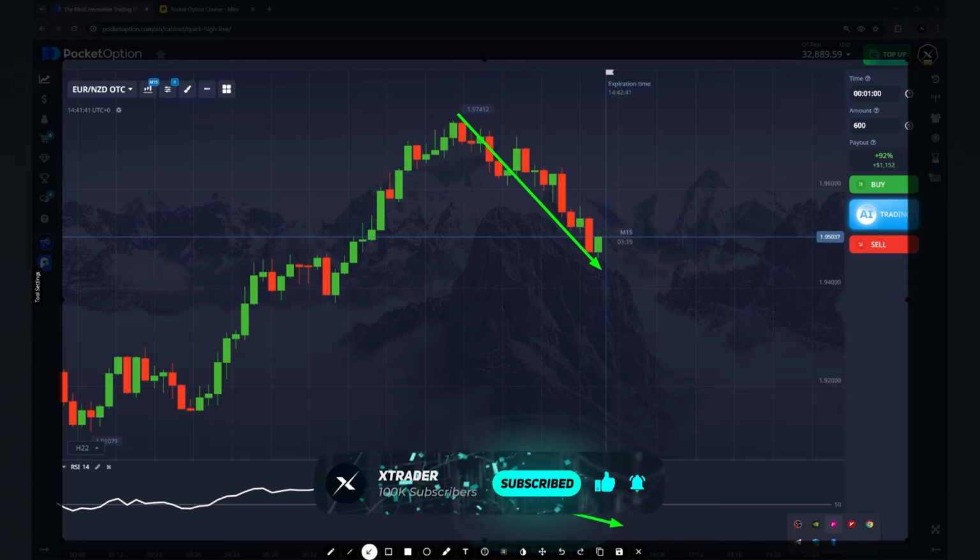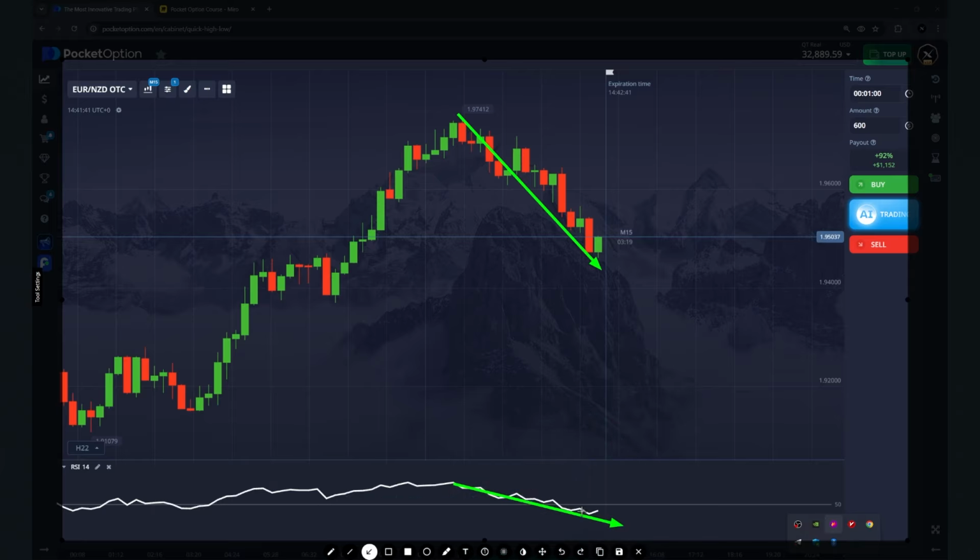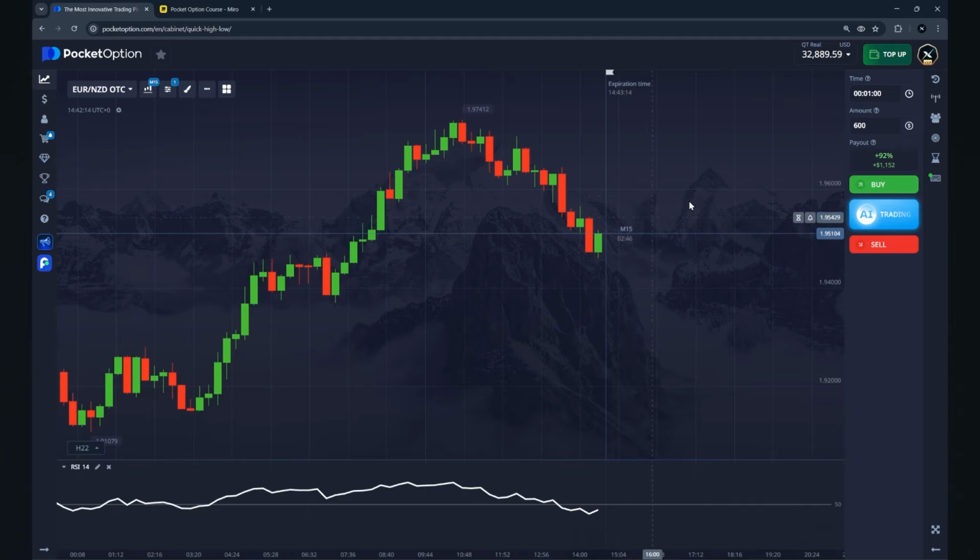If RSI crosses below 50 from above, momentum shifting to bears. So this is our put option. I will set for example 5 minutes, and 300 for sell.